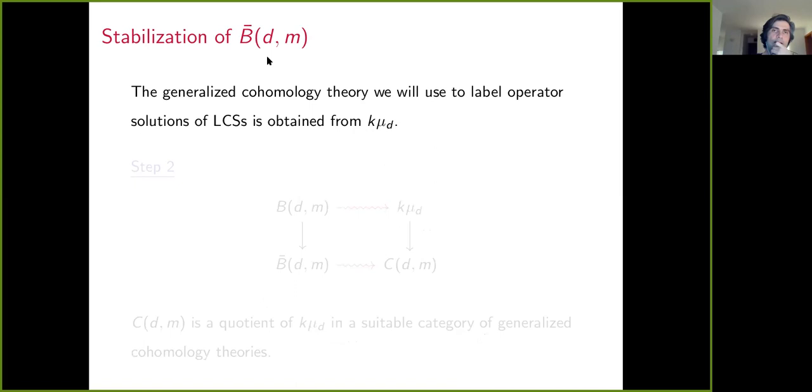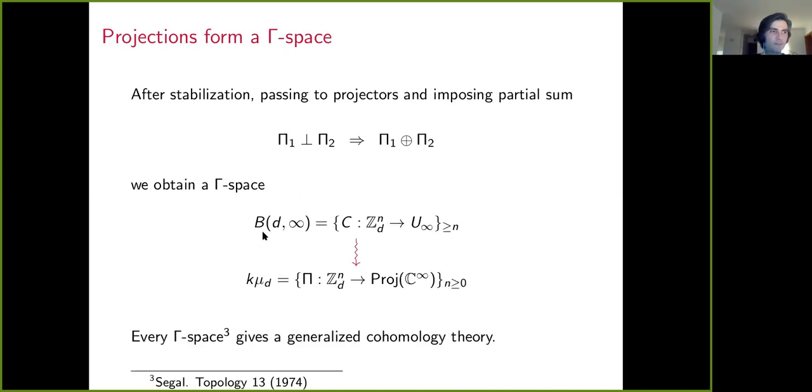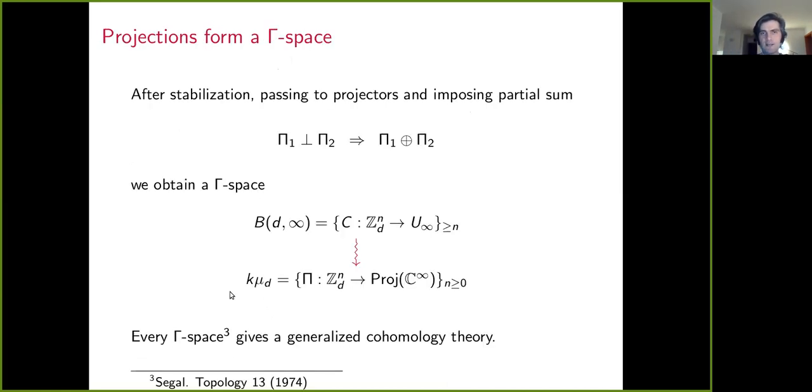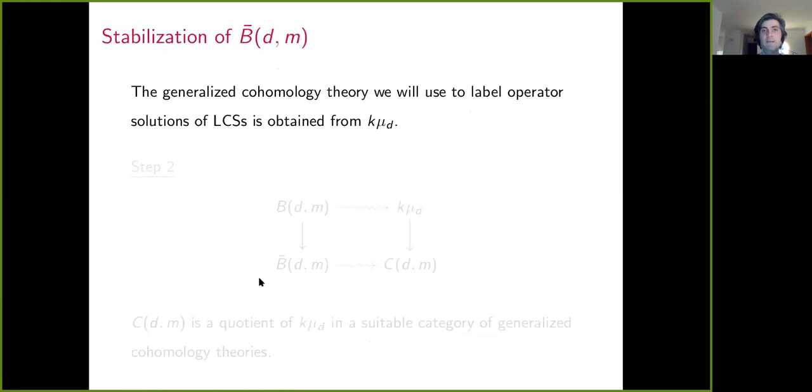Well, so we come to the other space, which is the main space. So this was the space without the bar. And this space is a space of contexts. And this space is a space for contextuality. And so a generalized cohomology theory we will use to label the operator solutions. It is going to be obtained from K mu D. So this is a generalized cohomology theory coming from the gamma space, but we want to actually remember the operator solutions are maps into this B bar.